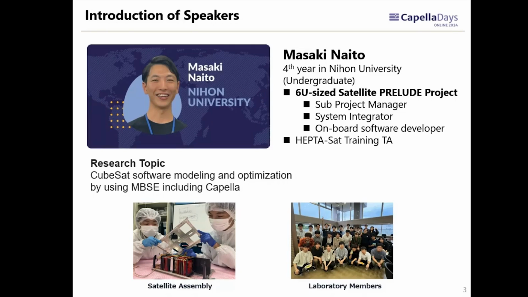So first, about myself. My name is Masaki Naito, and I am a fourth year student at Nihon University. We are developing a 6U-size satellite, PRELUDE. This will actually be the main topic of today, and I am sub manager, system integrator, and also onboard software developer. My research topic is CubeSat software modeling and optimization by using MBSE, of course, including Capella.